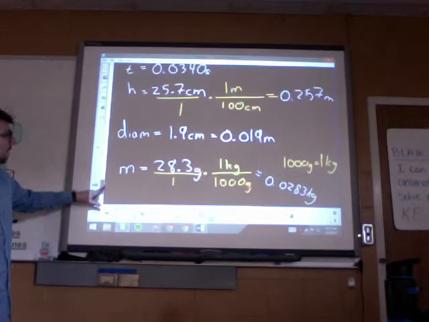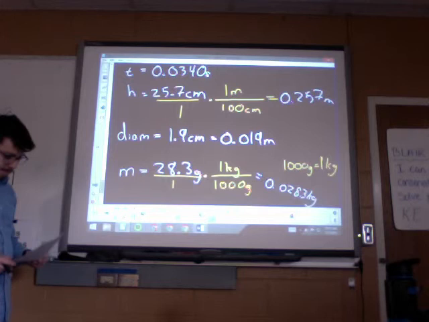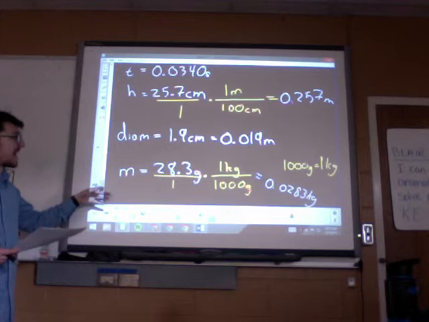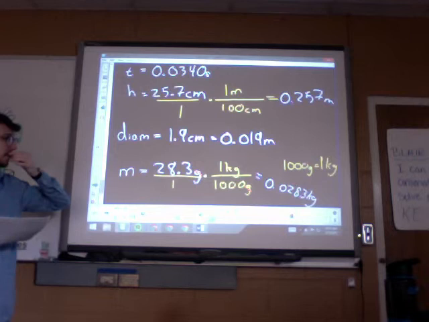Woo! I'm exhausted. Stressful. I think this is a good first step on any problem: finding all your units and converting them to your standards.